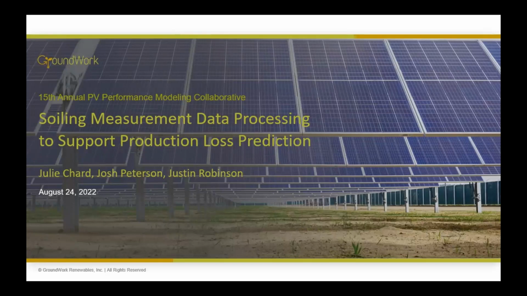I want to acknowledge my co-authors, Josh Peterson and Justin Robinson. They're here in the room today. If you have difficult questions at the end of the talk, I would like to direct you to them for some answers.